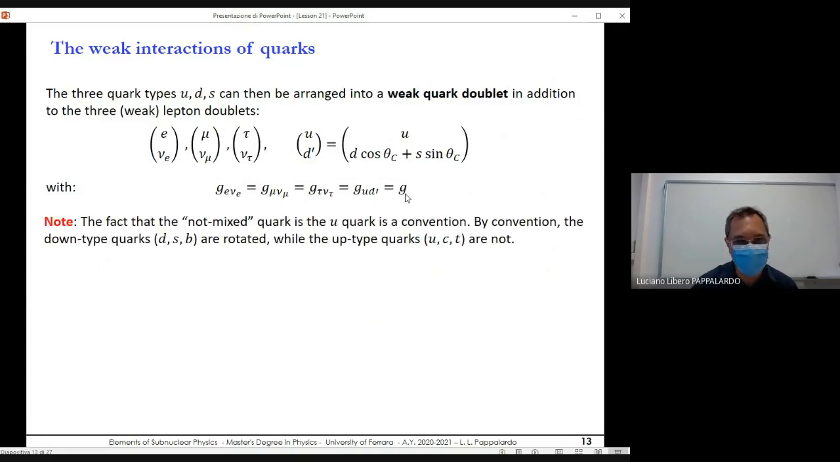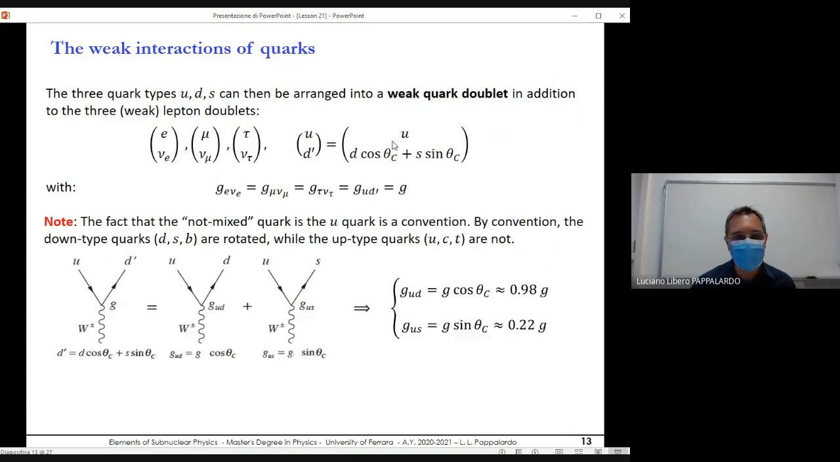Let's see how this works in a clearer way. First of all, why have we not rotated the up quark, and only rotated the D and the S? This is a convention. We could have chosen the opposite convention, but the convention is that only the down type quarks are rotated, and the up type, so up, charm, and top, remain unrotated. So let's see what happened.